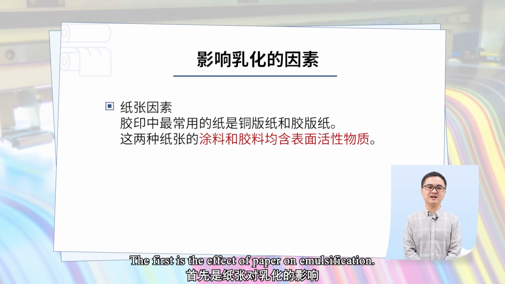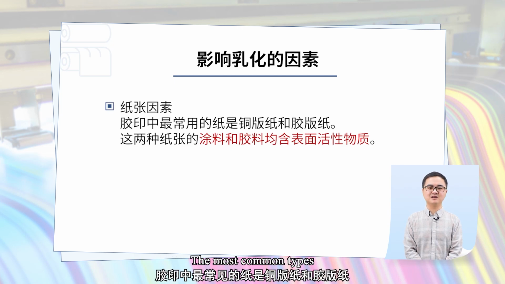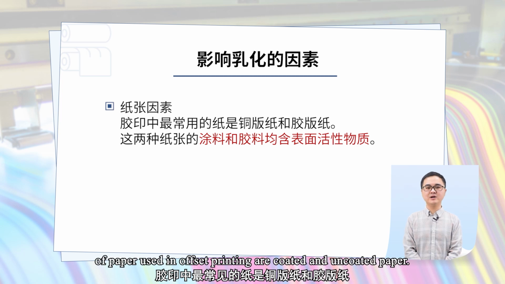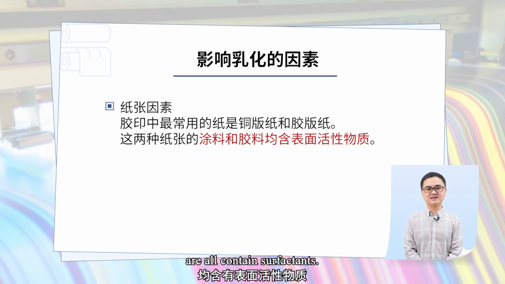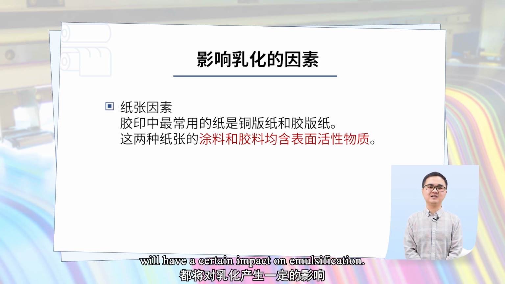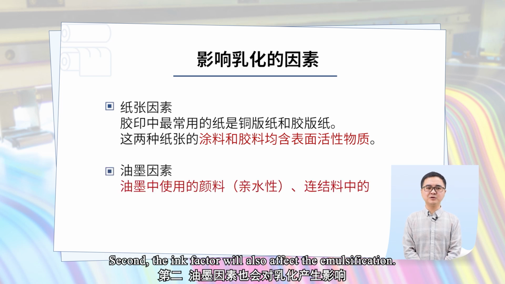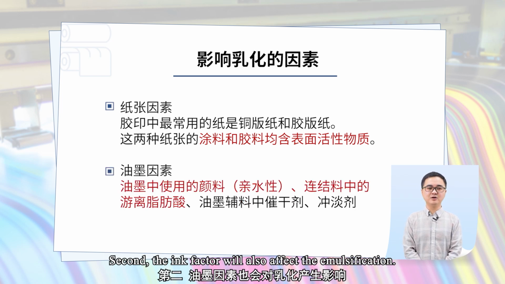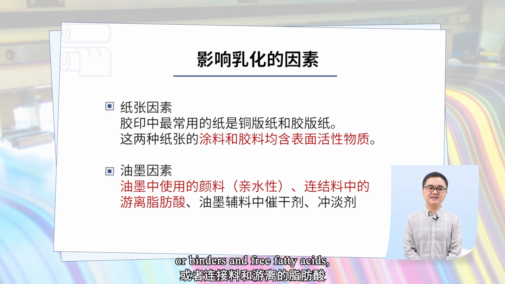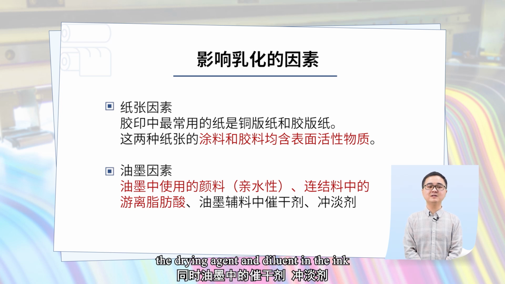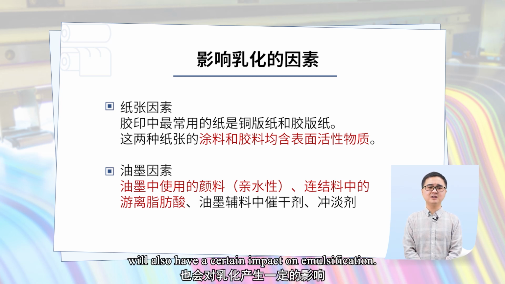The first is the effect of paper on emulsification. The most common types of paper used in offset printing are coated and uncoated paper. Paints and adhesives for these two kinds of paper all contain surfactants, and these surfactants will have a certain impact on emulsification. Second, the ink factor will also affect the emulsification. Due to the use of hydrophilic pigments in inks, or binders and free fatty acids, the drying agent and diluent in the ink will also have a certain impact on emulsification.